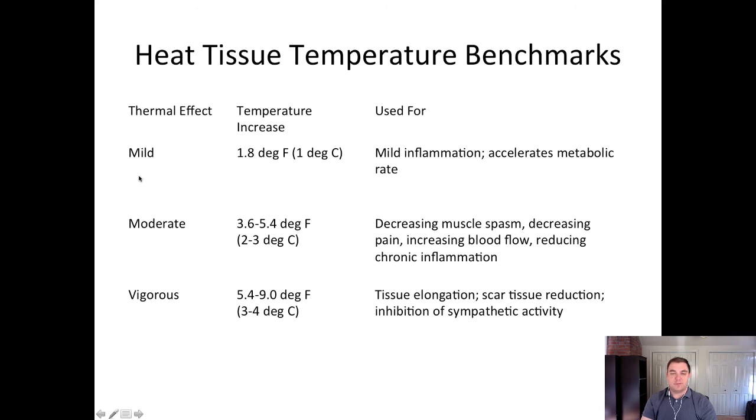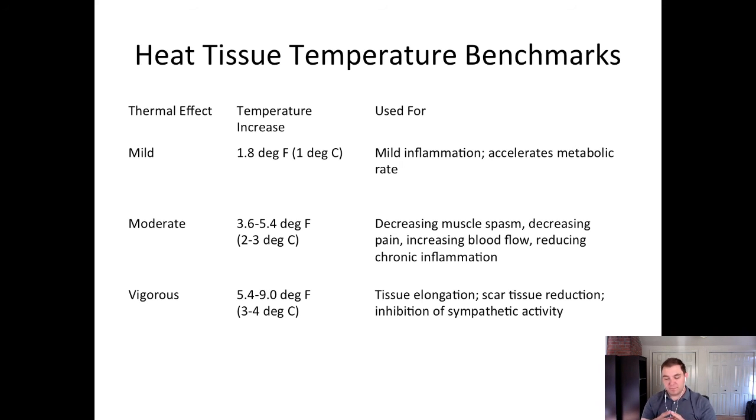So these thermal effects are actually important to know. Mild, moderate, and vigorous thermal effect. If I want about a 2-degree temperature increase, I would use this for mild inflammation and to accelerate the metabolic rate. If I want a moderate, or about 3.5 to 5.5 degree increase in tissue temperature, I would use this for decreasing spasm, pain, increasing blood flow, and reducing chronic inflammation. If I want a vigorous thermal effect, 5.5 to 9 degrees, which is crazy, this would be tissue elongation, so increase in stretch, scar tissue reduction, inhibition of sympathetic activity.